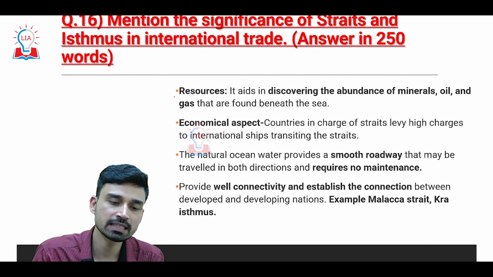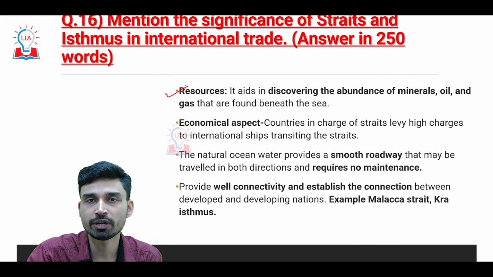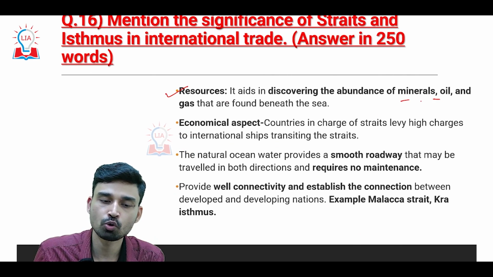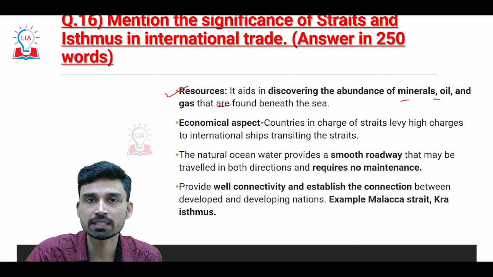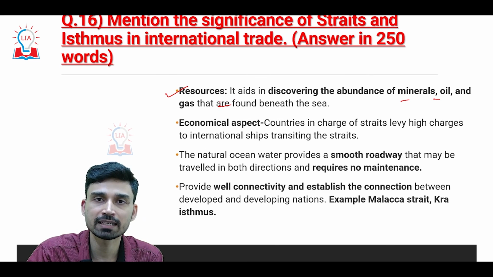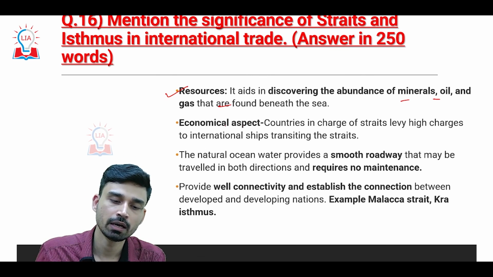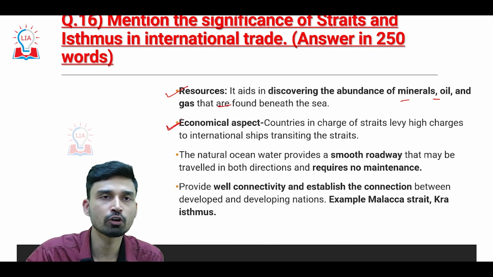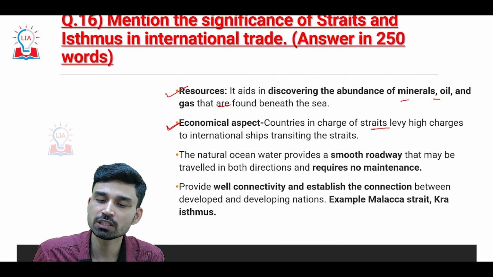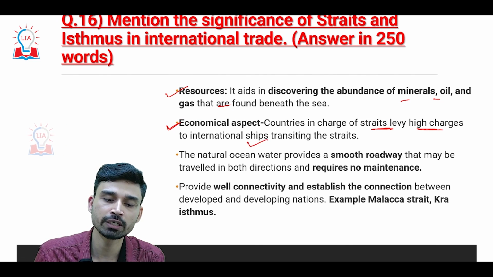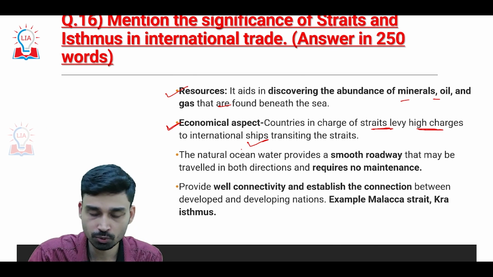Apart from that, there are several resources that you can find in strait areas, such as minerals, oil and gas. Recently, Turkey found natural gas in the Black Sea region. It also has a very important economic aspect, because countries in charge of a strait can levy high charges on international ships for allowing them to transit through it.